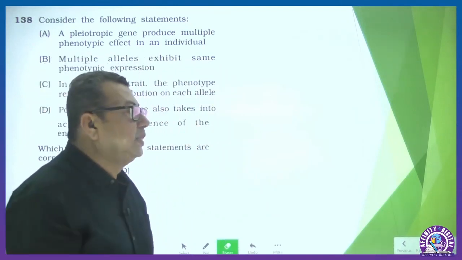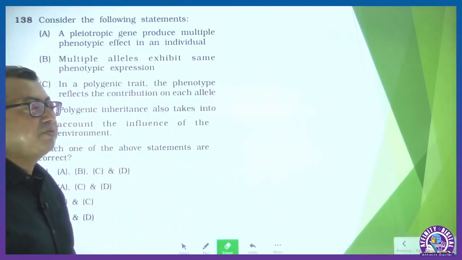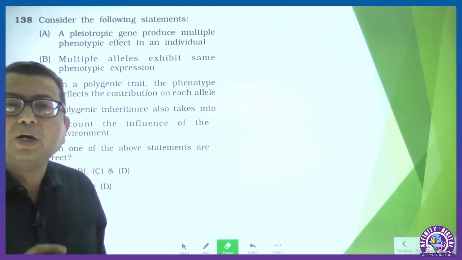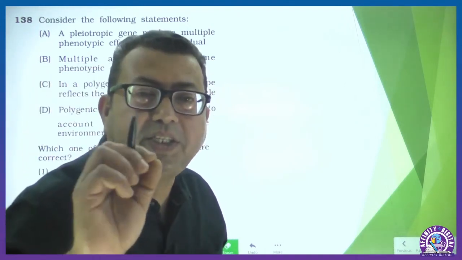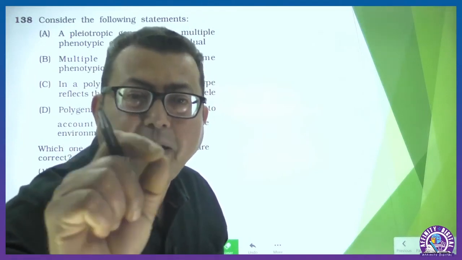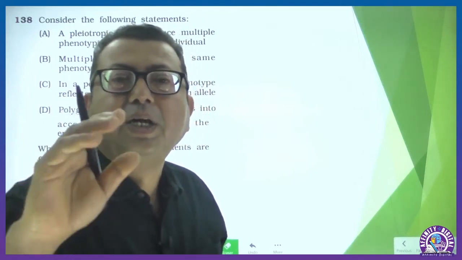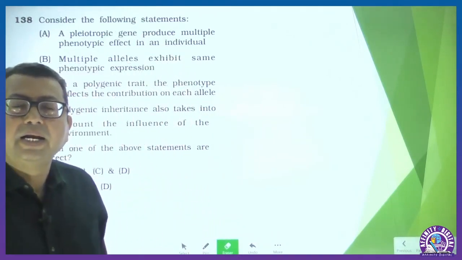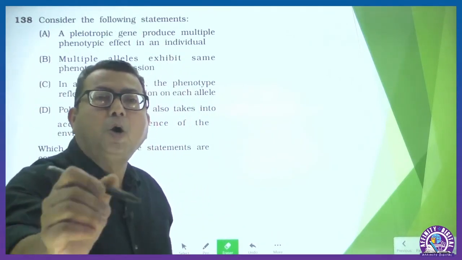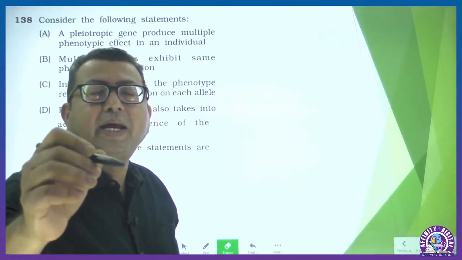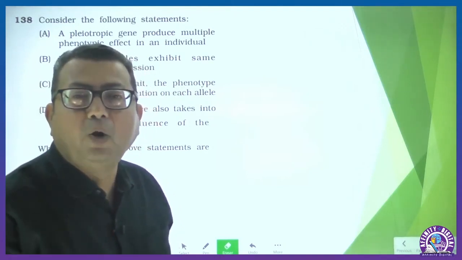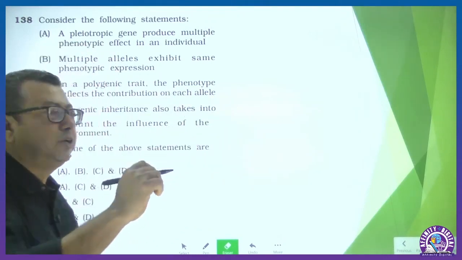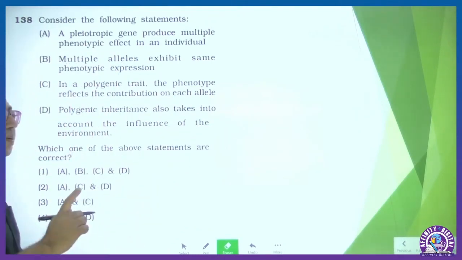In sickle cell anemia, what is the major effect? Substitution of the sixth amino acid, glutamic acid, by another amino acid called valine. That means substitution of an amino acid at the sixth position of the beta globin chain of hemoglobin by valine. This is the major effect.